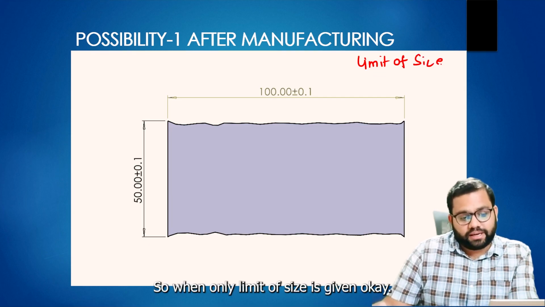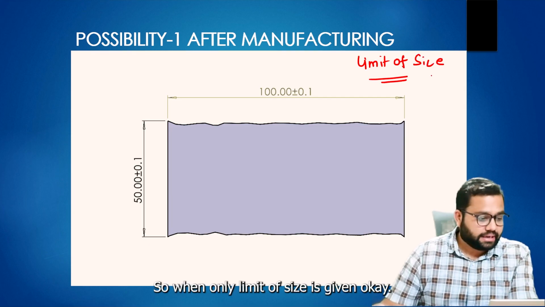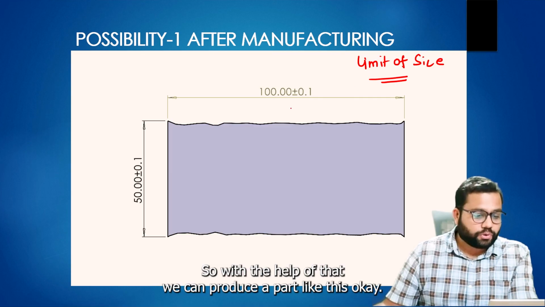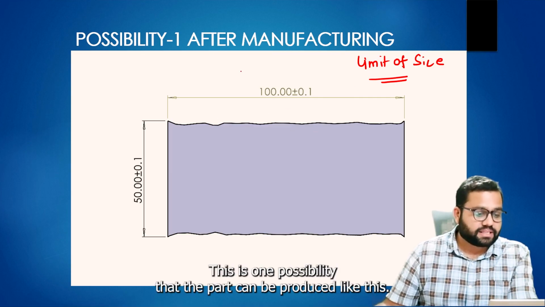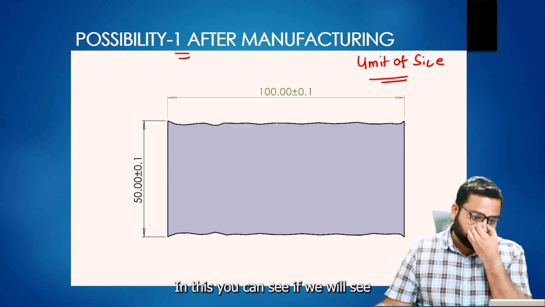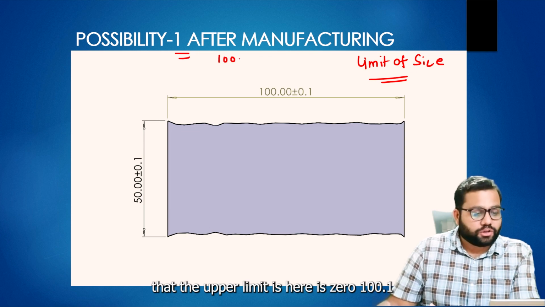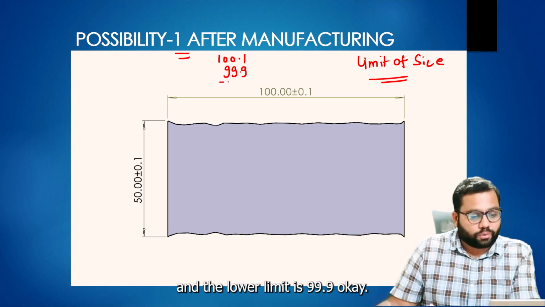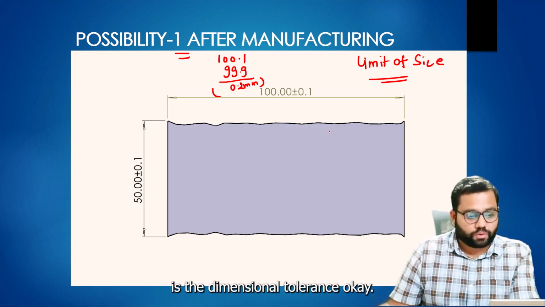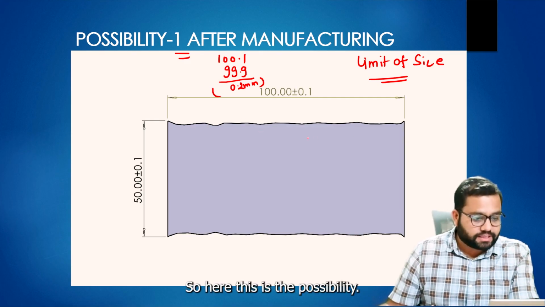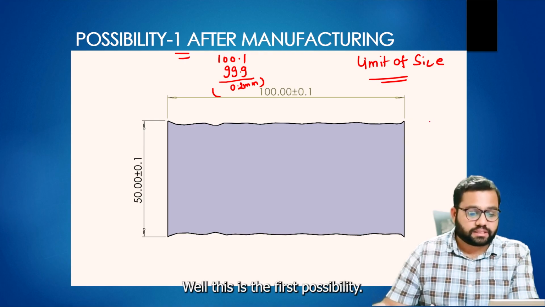Okay, so when only the limit of size is given, with the help of that we can produce a part like this. This is one possibility. In this you can see the upper limit here is 100.1 and the lower limit is 99.9. So upper limit minus lower limit, 0.2 mm, is the dimensional tolerance. This is the first possibility.